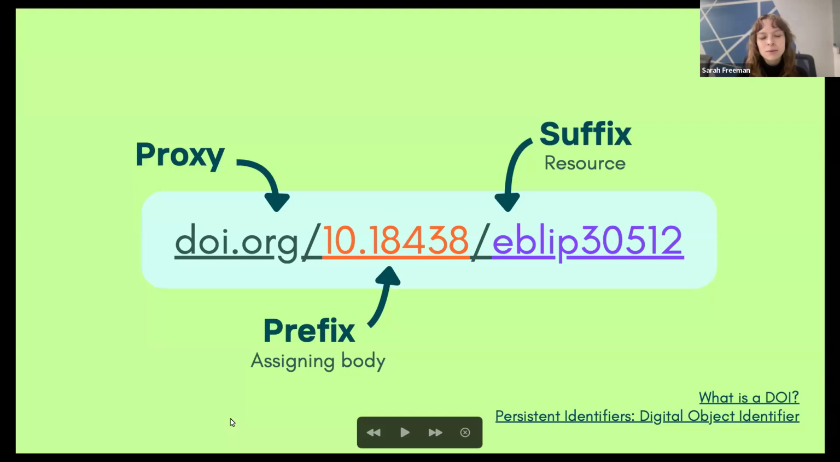So this is, I think, what most of us are familiar with looking at when we think of a DOI. The actual DOI itself is made up of a prefix and a suffix. The prefix is specific to the assigning body, so generally this would be either the publisher or the journal. The suffix is specific to the individual resource, so say for this journal, the prefix for every single DOI will be the same, and the suffix will be specific to the article. The proxy doi.org is not part of the DOI itself, but it helps make this into a clickable link, a persistent URL. So this is often how we share DOIs on the internet.